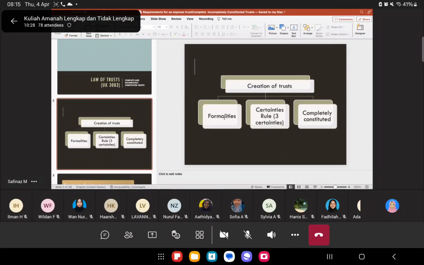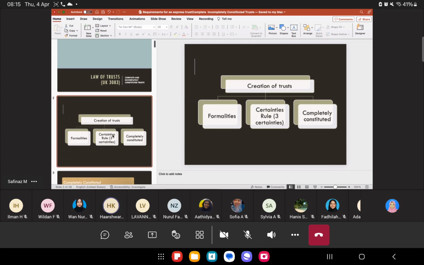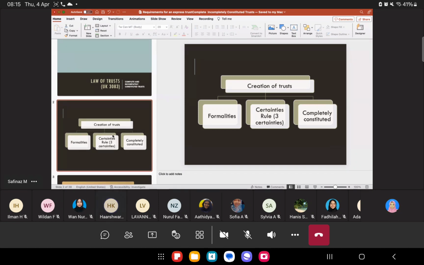Okay, this is what we had earlier. Creation of trust. Can you see it? Okay, so this is what we had earlier. Do I want to repeat? Do you want me to repeat or not? Maybe briefly, Doctor. Briefly repeat it, Doctor. Don't need to be extensive.